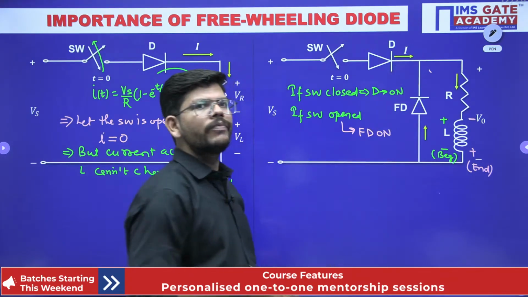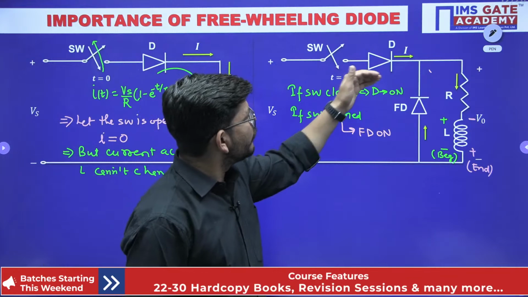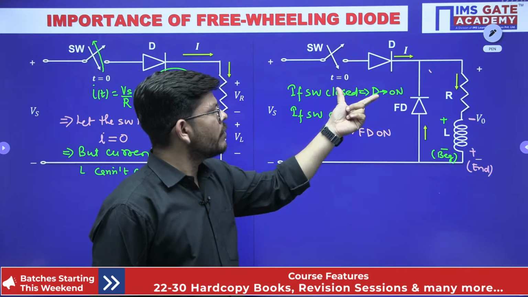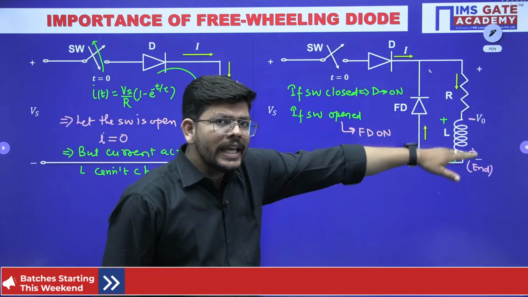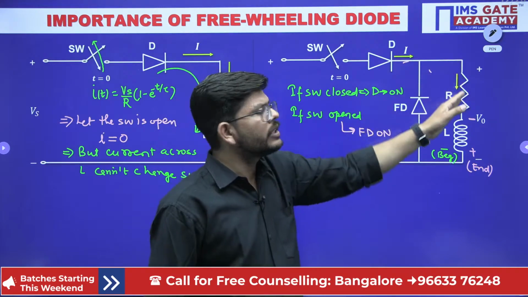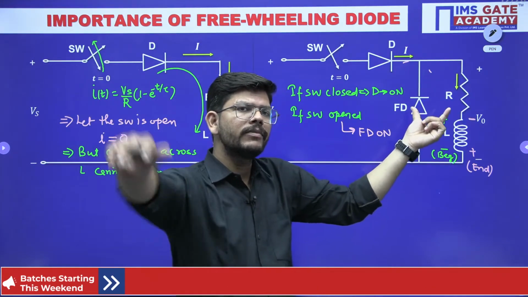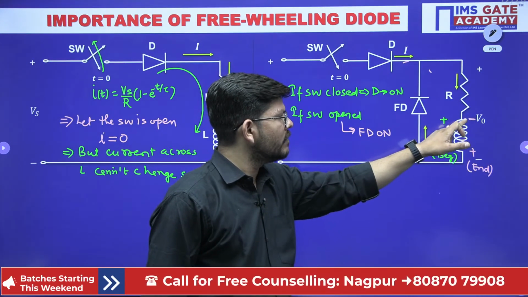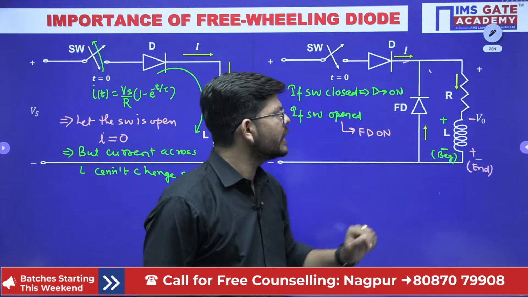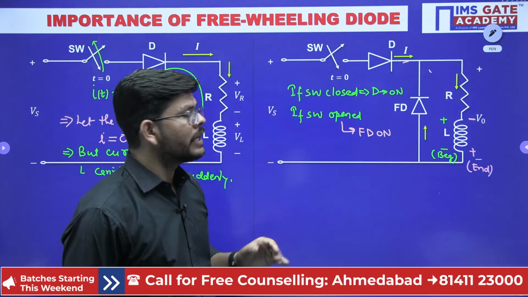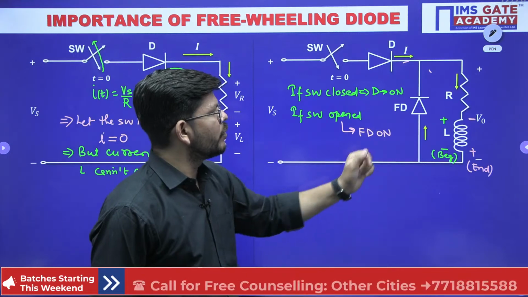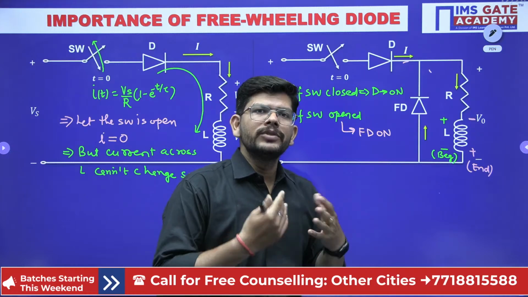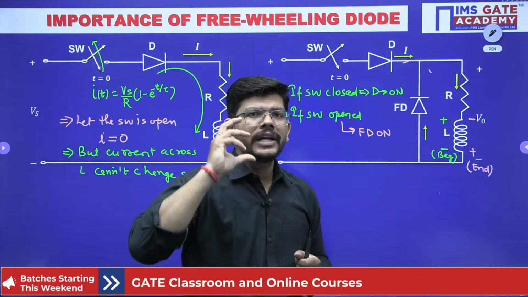This diode is called a freewheeling diode because when the switch was on, the inductor was storing energy. Now when the switch is off, the inductor will release its energy through the freewheeling diode into this resistance. That is why it is called a freewheeling diode. It is providing a path for the inductor energy to release. So if the switch gets open, the current might have become 0, but the inductor will not allow this sudden change of current.